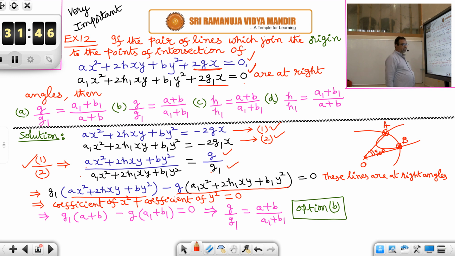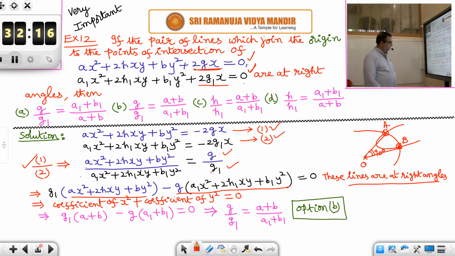Is it not a second degree homogeneous equation now? Now first degree terms are not there. So this process is called homogenization. So we have homogenized the equations of the two curves with the help of the other curve. Okay. With the help of each other, we have homogenized the equation of the curves. So these are the lines, but these lines are given to be at right angles in the question. These lines are at right angles.